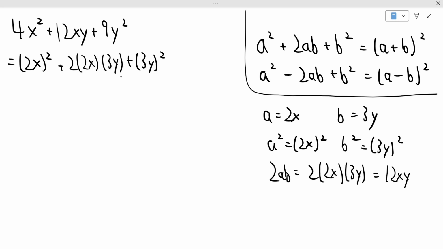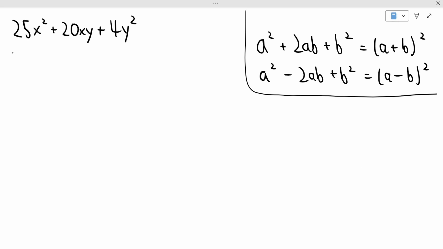And if we look at our expression now, we'll notice that it's in the form of a squared plus 2ab plus b squared, where a is equal to 2x and b is equal to 3y. So using our formula, we can rewrite this expression as (2x plus 3y) all squared, since a squared plus 2ab plus b squared is equal to (a plus b) squared, and we're using the values a equals 2x and b equals 3y, which we set. And this is our final answer.